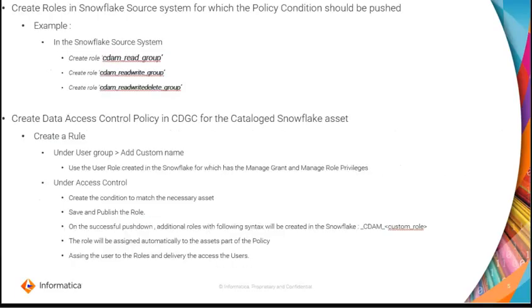Create roles in the Snowflake source system for which the policy condition should be pushed. The users can create a distinguished role name to identify the group. Create role CDAM read group, create role CDAM read write group, create role CDAM read write delete group. Once the above roles are created, create a data access control policy in CDGC for the cataloged Snowflake asset.